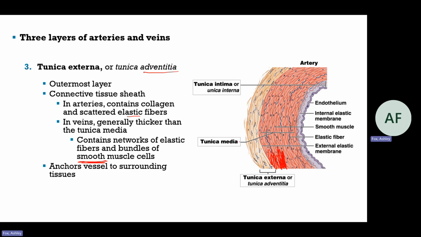Also, part of it is going to help hold the vessel in place. As blood is moving, it's not bouncing around; it anchors and holds it to where it should be.